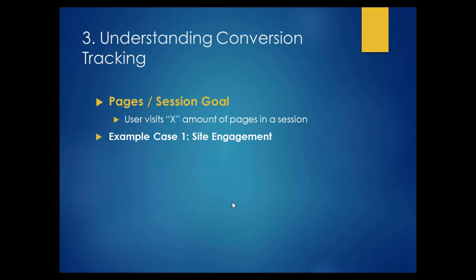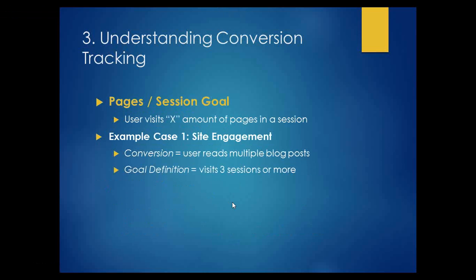I find this especially applicable for blogs, because with blogs, you really want people to read an article, but then go on to another article that might be interesting to them, and just explore a number of different content. So let's say in this example, conversion is defined as someone reading multiple blog posts. And so as a goal definition, you can say that this person visited 3 pages or more. So as in they read at least 3 articles, something like that.